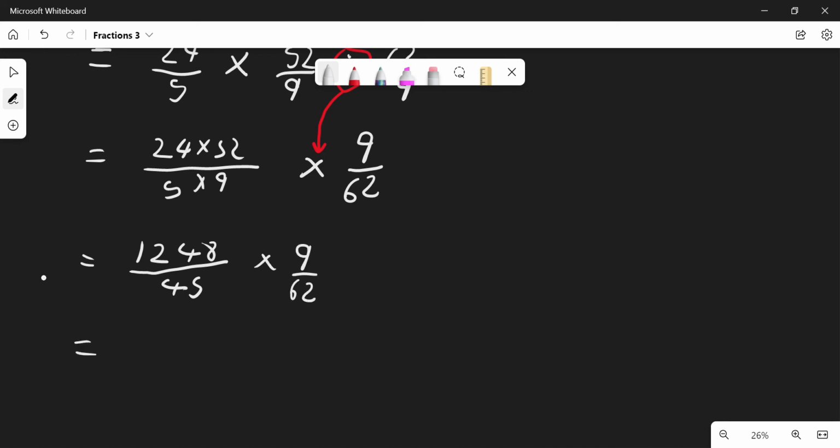All right, so you have the option to simplify, or you can just multiply right through. I'm going to say 1248 times 9 is equal to 11,232 over 45 times 62. That gives us 2,790. All right. There you go. And there is your answer.